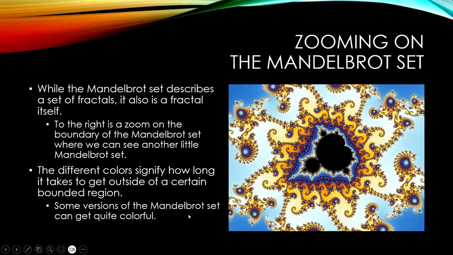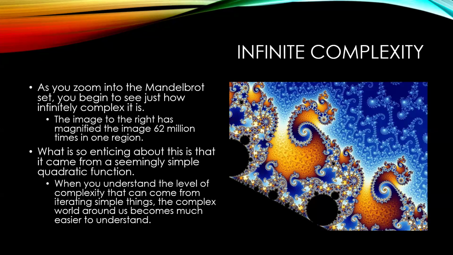And some versions of the Mandelbrot set can get very colorful. But you can see just how intricate this is. As we zoom in more and more, we're going to get more and more complex structures. And there's infinite complexity to it. And so as you zoom into the Mandelbrot set, you begin to see just how complex this thing is. This is a zoom of the image 62 million times in one region.